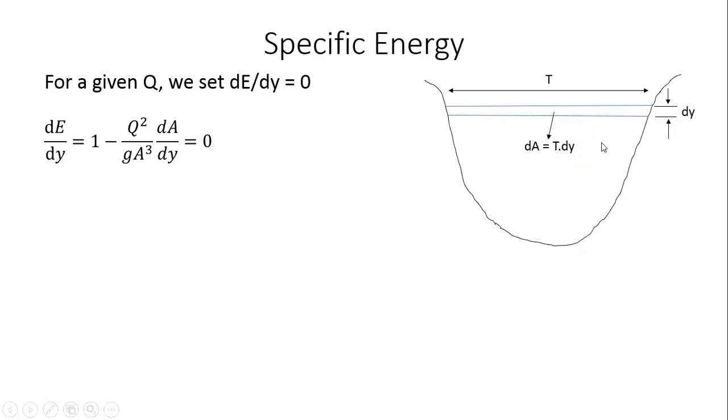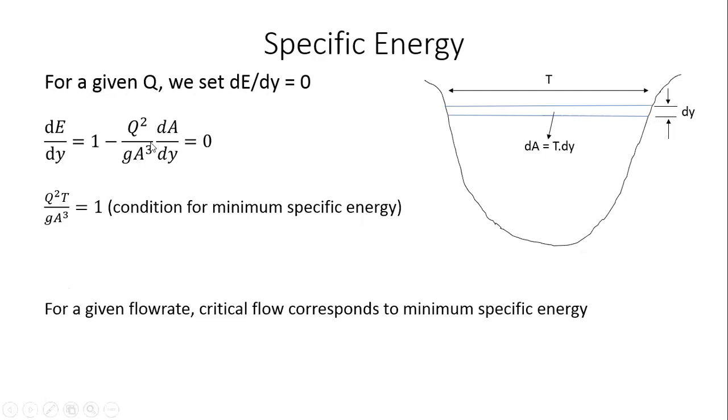It's fairly straightforward. We are assuming that this dy is so small that this is almost approximated as a rectangle, right? So I can very easily find out what dA by dy is. dA by dy is capital T, right? So I'll replace it over here. dA by dy, I'll replace it with capital T. So I'll get q square T by g a cube equal to 1. Okay. So this is the condition at which the specific energy reaches the minimum, like we saw in the curve that we just saw previously. Okay, so what this means is for a given flow rate, critical flow corresponds to minimum specific energy.